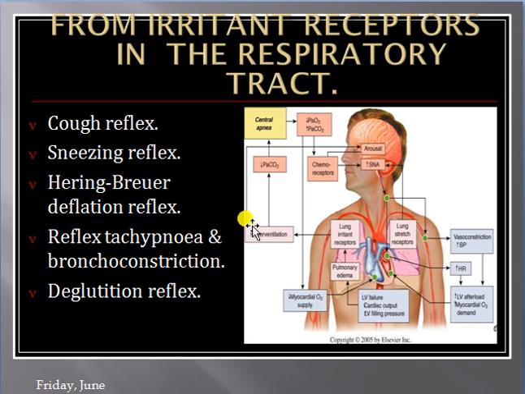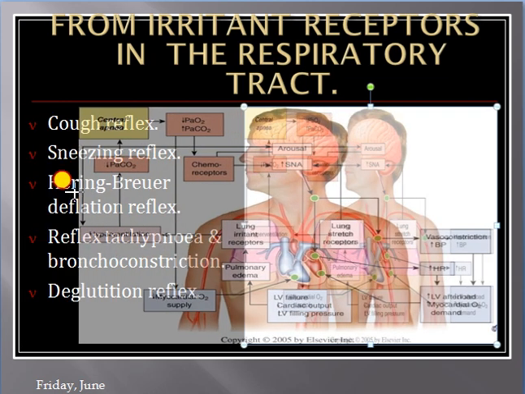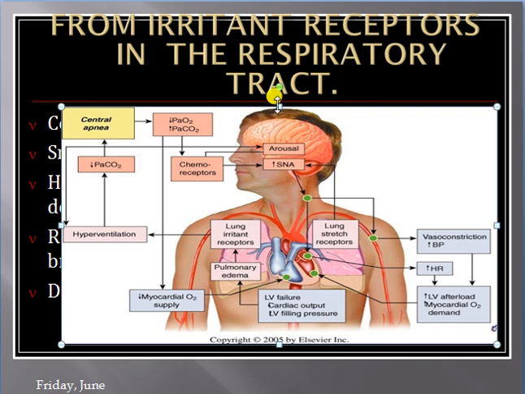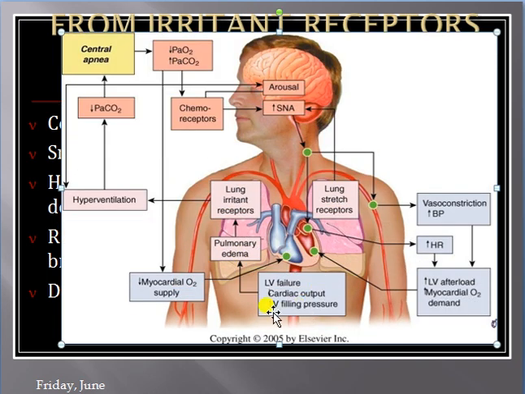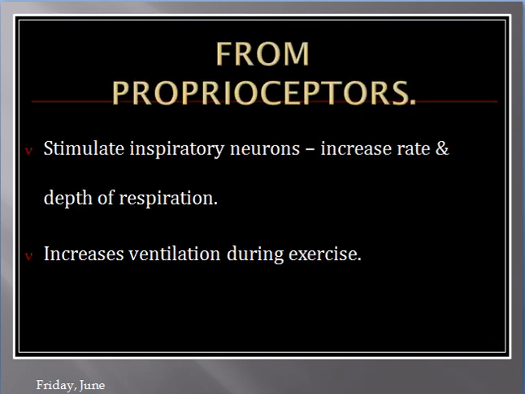Now, how are the reflexes affected? The cough reflex, sneezing reflex, reflex tachycardia, bronchial constriction, and deglutition reflexes all automatically stimulate the respiratory center, through the involvement of the medulla oblongata. And the effects of oxygen, carbon dioxide and H plus ions will come under the chemical respiratory center.